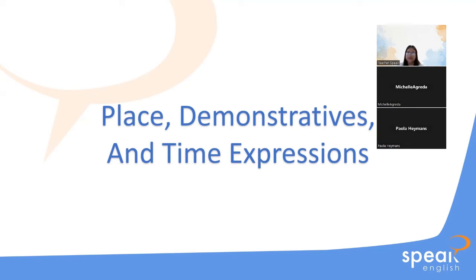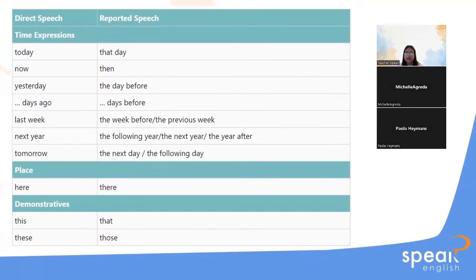Something that is confusing with reported speech, besides the change in the grammatical tense, is this part. When you talk about place, demonstratives, and time expressions, we cannot use the same and you have to change them. Why? Because if you have today in the direct speech, like if I say I have classes today, in the reported speech you cannot say today. You say that day. If I have now, you use then. Yesterday, the day before. Days ago, days before. Last week, the week before, or the previous week. Next year, you have three options: the following year, the next year, the year after. With tomorrow, the next day, or the following day.